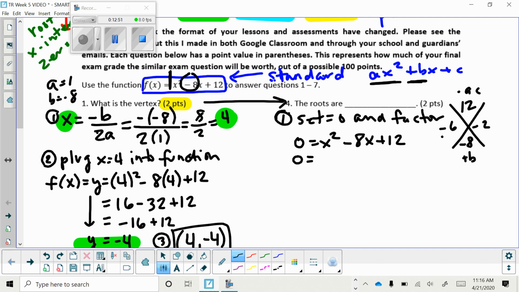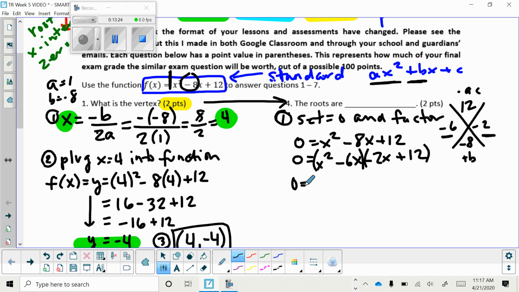So remember what we do with that -6 and that -2 is we're rewriting the middle term, the -8. So x squared stays the same. -8x breaks down into -6x and -2x. Right? It's the same value, it's just written differently. And then the 12 stays the same. And now we group our first 2 terms and our second 2 terms. And we factor out a GCF from those things.